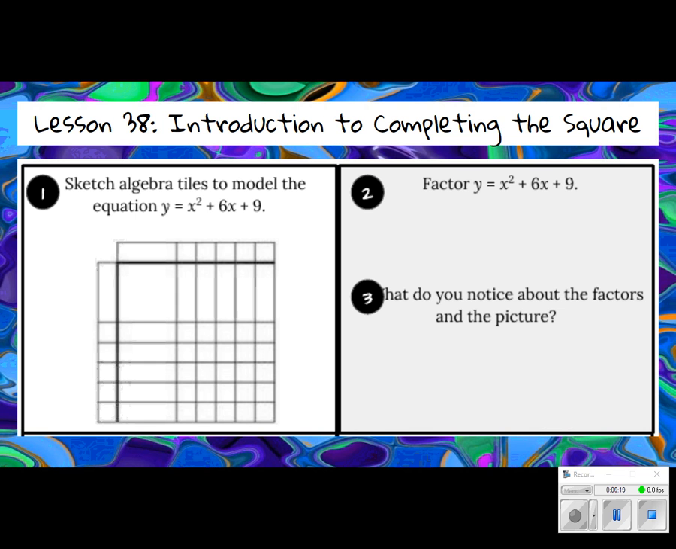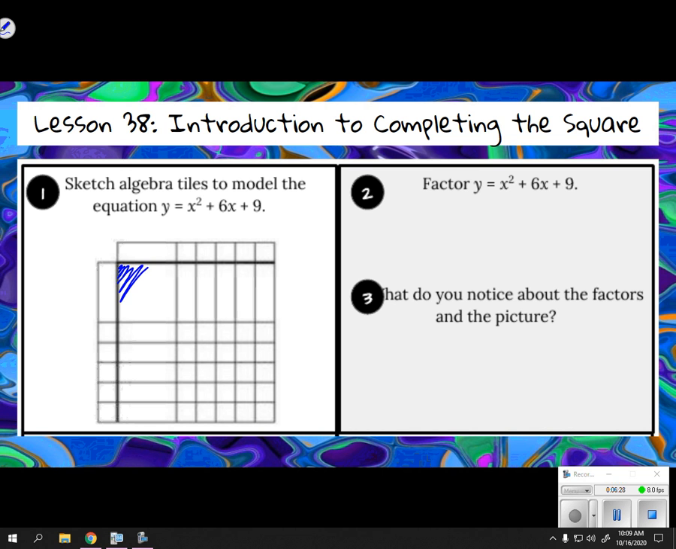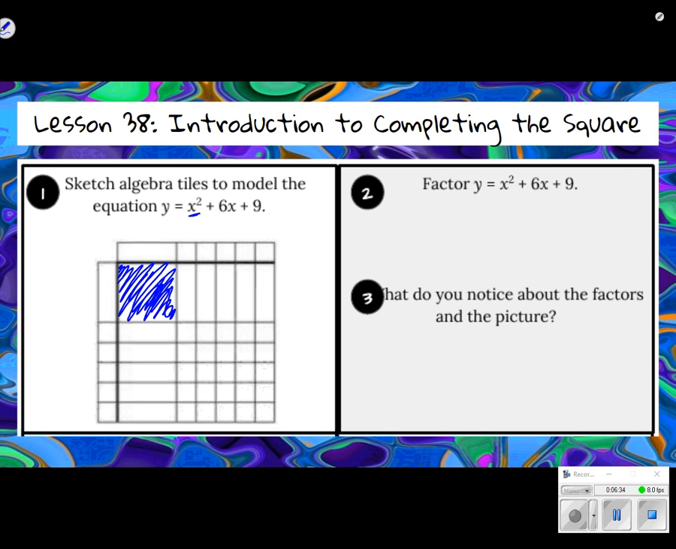But what we want to try to do is build a square, because this is completing the square, right? So the x squared piece that I have here, I'm going to color in. So I have an x squared. That takes care of this piece. I have 6 x's. But remember, I'm trying to build a square. So I want to divide those x's up in such a way so that the figure that I'm building, my sides are equal.